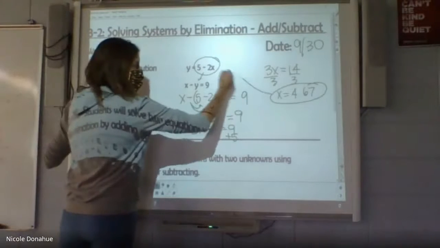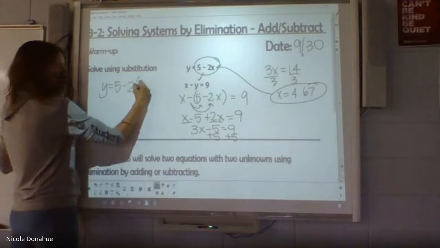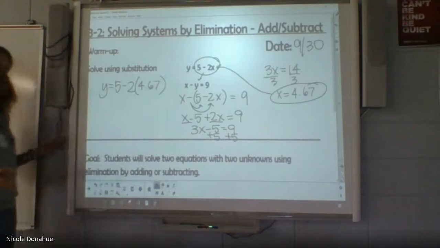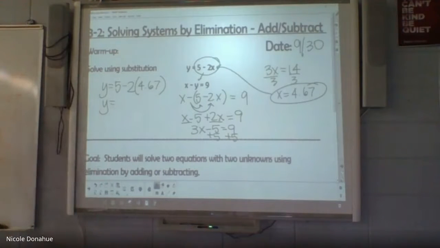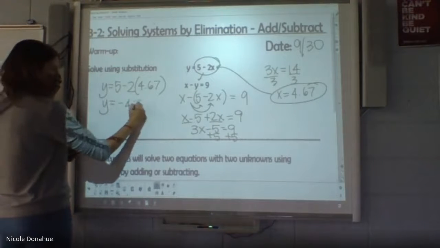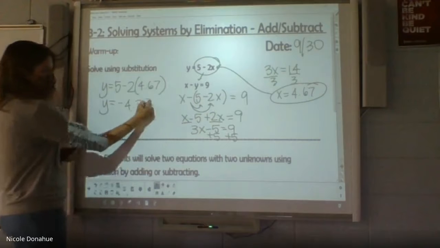And then once you have that, you have to substitute that back in to find our y value. 5 minus 2 times 4.67, or 14 over 3. I think it's going to be like a negative 4.3, I think. Yeah, like negative 4.3 repeating, or just 4.33.